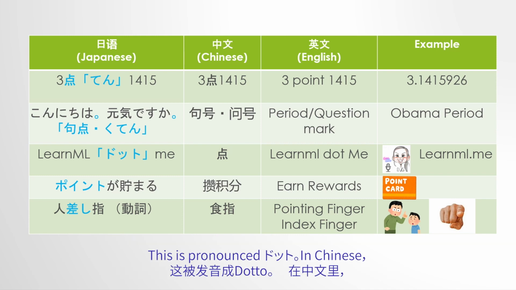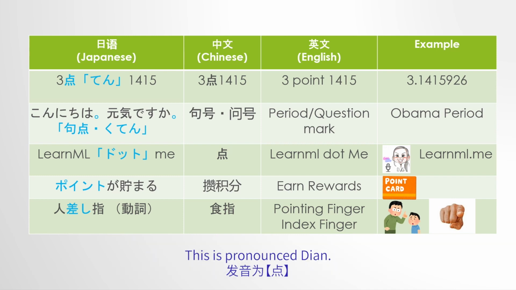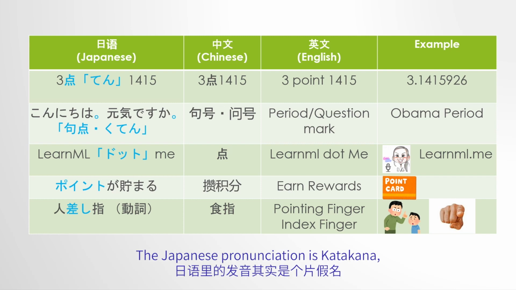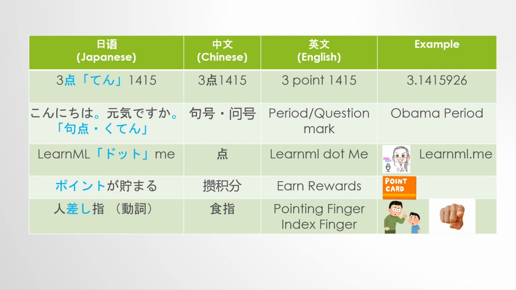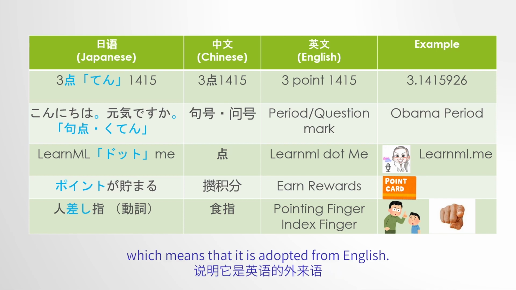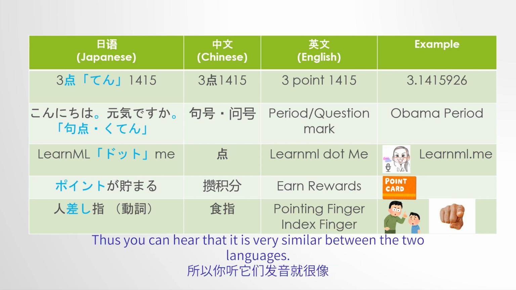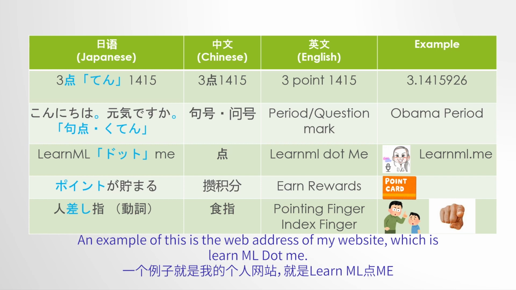The third example is when people use it in web addresses. In Japanese, this is pronounced dotto. In Chinese, this is pronounced dian. And in English, this is pronounced dot. The Japanese pronunciation is katakana, which means that it is adapted from English. Thus, you can hear that it is very similar between the two languages. An example of this is the web address of my website, which is learnml.me.